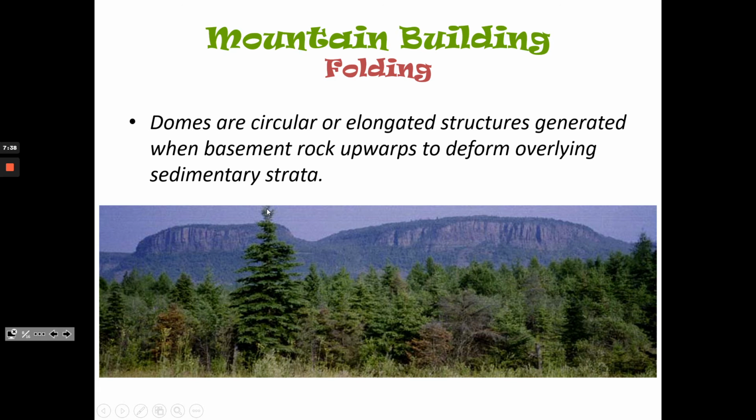So now when we're talking about actual structures being formed, so not just layers of the rock that we see in the side of a mountain, but actual structures being formed due to upwarping, we call that a dome. So we can see a very large example of these two domes here in the background of this photo. Again, a dome is upward, and it could either be circular or, like it says, elongated, meaning more like an oval instead of a circle.